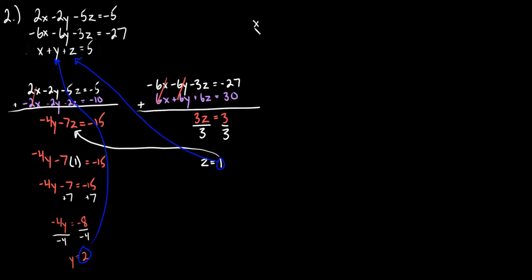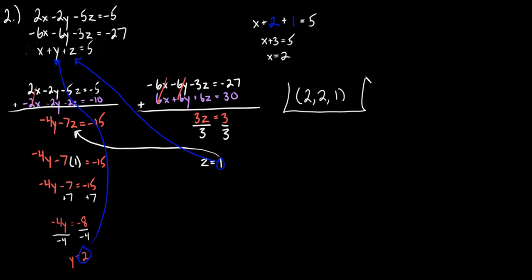So I'm going to have x plus y, which is 2, plus z, which is 1, is equal to 5. Okay, and that's going to become x plus 3 is equal to 5, and you subtract 3 from each side to get x is 2. So our final answer is going to be (2, 2, 1), and that right there will be our final answer.